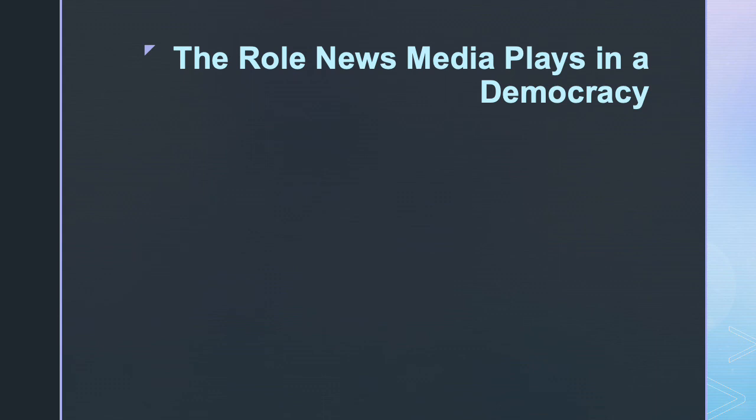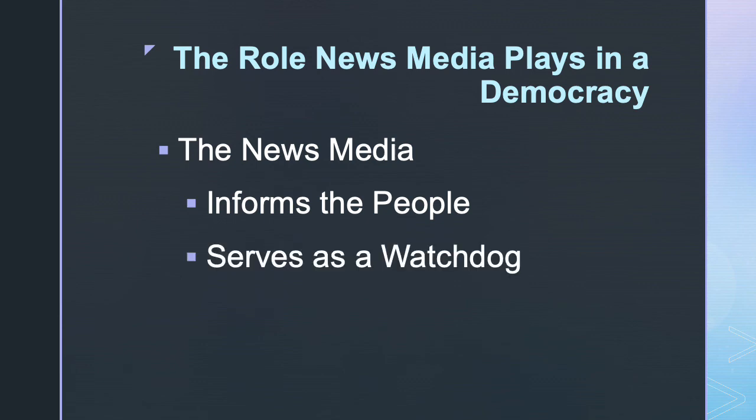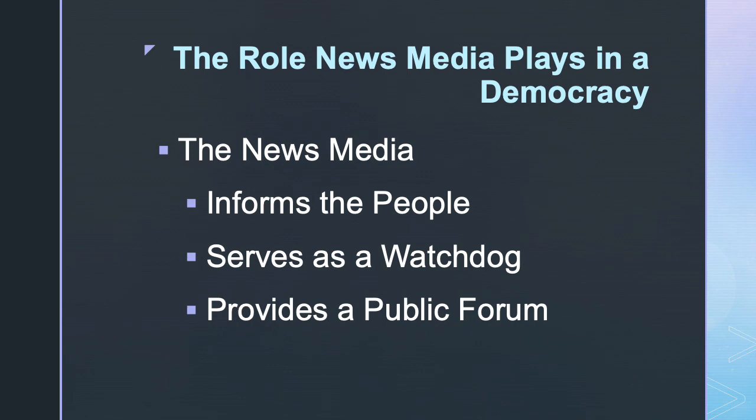Your textbook identifies three major roles that the news media plays in a democracy. One role they play is informing the people that live within the democracy. Another is that the news media serves as a watchdog of the other branches of government as well as other entities within our society. And finally, that the news media provides a public forum for debate. So let's take a look at each of these roles in more detail.